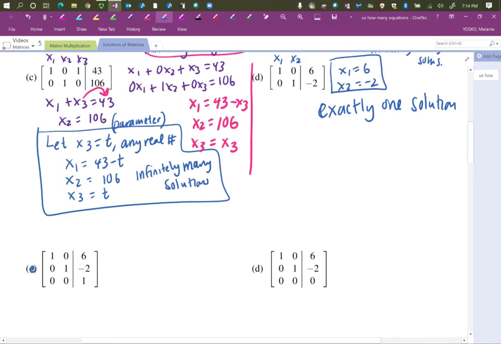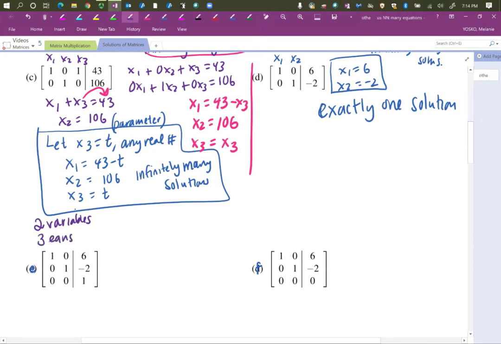Let's look at part E. Letters are different. So, 1, 0, 6, that looks familiar. 0, 1, -2, that looks familiar. There's a new row. Okay, does that change our answer? So this still has 2 variables because there's 2 columns to the left of that vertical line. And then we have 3 equations.